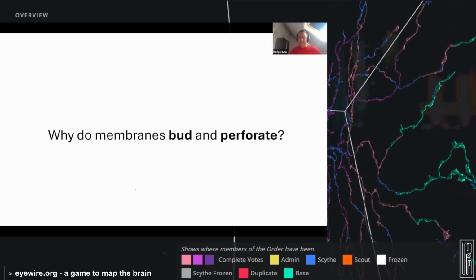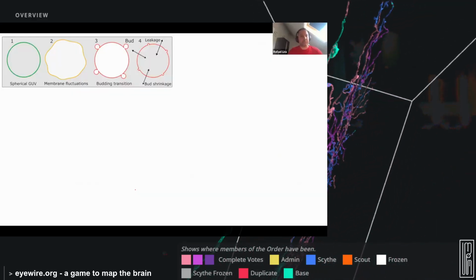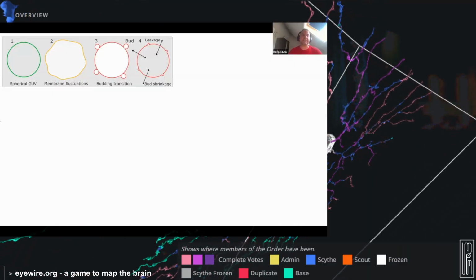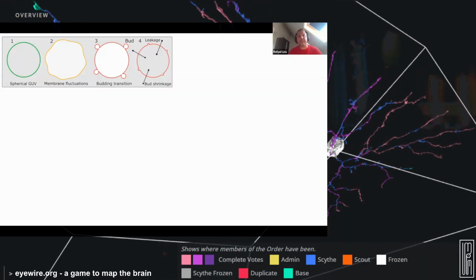Why do membranes bud and perforate? This is something that we didn't know back in the days, but now we do. So in our fusion growth system, we have a very clear sequence of events. We start with a GUV that is initially flat, so it basically has no spontaneous curvature.